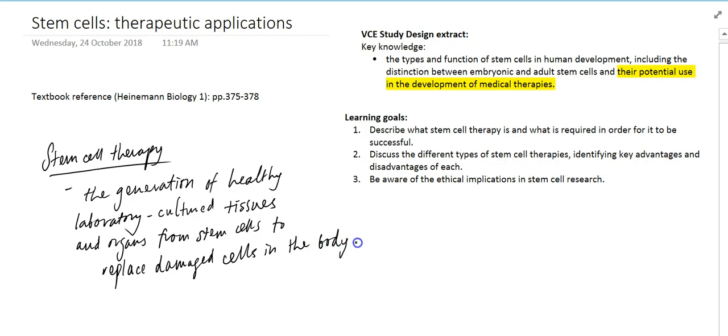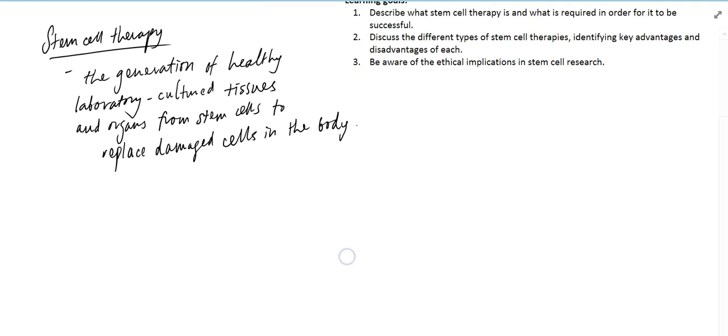So this is the crux of stem cell therapy, that stem cells can be used to produce healthy tissues and organs that we can then transplant into parts of the body where there are damaged cells in order to replace or help repair and regenerate those damaged cells.